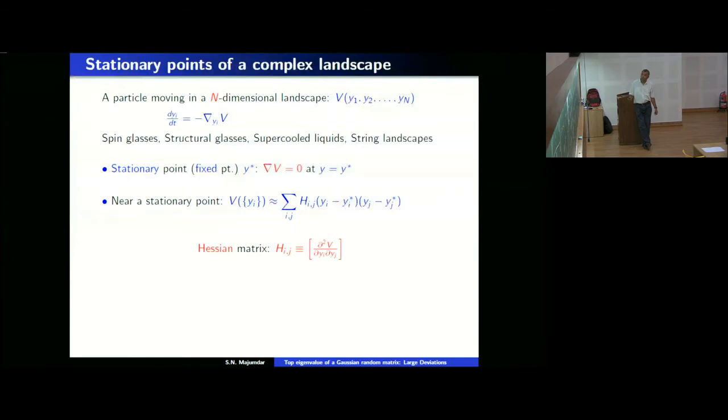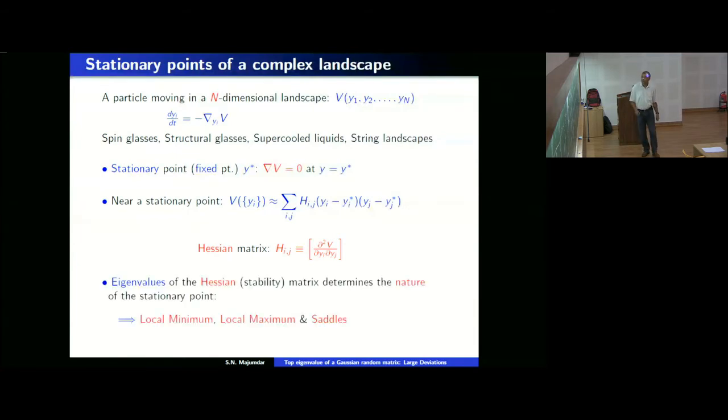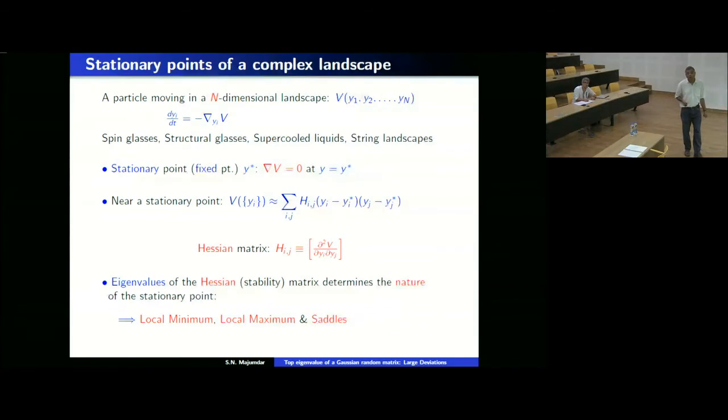Okay, so locally, I can look at my potential as a quadratic potential near a stationary point, and the coefficients of the directions are just this Hessian matrix. The eigenvalues of this Hessian matrix, which is called the stability matrix, determine the nature of the stationary point, whether it's a local minimum, a local maximum, or a saddle point, right? So for instance, let's look at this.